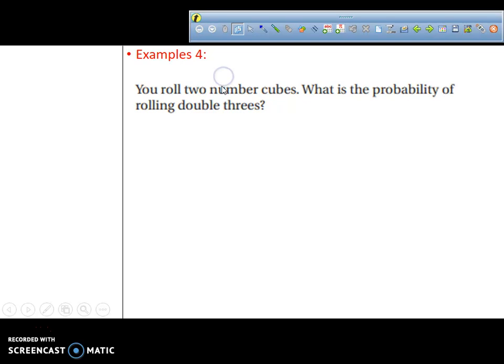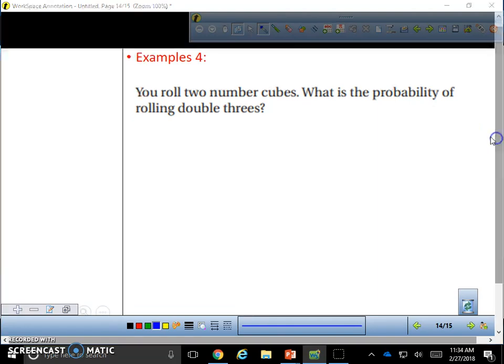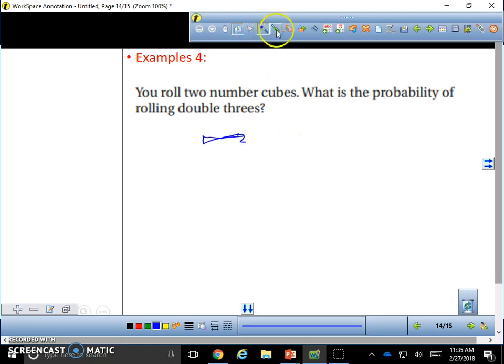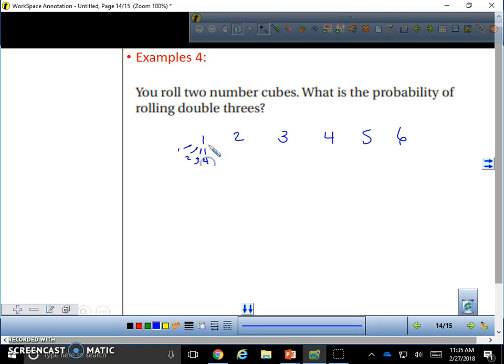All right, example 4. You roll a number cube. What is the probability of rolling double 3s? Oh, sorry, 2 number cubes. This one, we're not looking for a total. We're looking for a sample space here, so I'm going to draw a picture. So 2 number cubes, 2 events. First cube, second cube. First cube has 1, 2, 3, 4, 5, 6 possible. Second number cube has 1, 2, 3, 4, 5, 6.